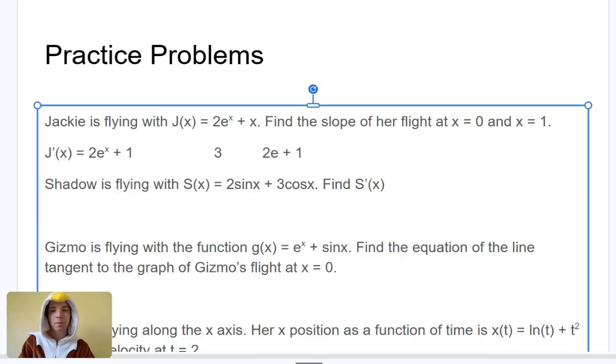Now for the second problem, Shadow is flying with s of x equals 2 sine of x plus 3 cosine x. Find s prime of x. Well, remember how to do the sine of x and cosine of x. S prime of x, 2 sine of x. Sine of x turns into cosine x, so it's 2 cosine x plus 3 cosine x. Cosine x turns into negative sine x, so 2 cosine x minus 3 sine x.